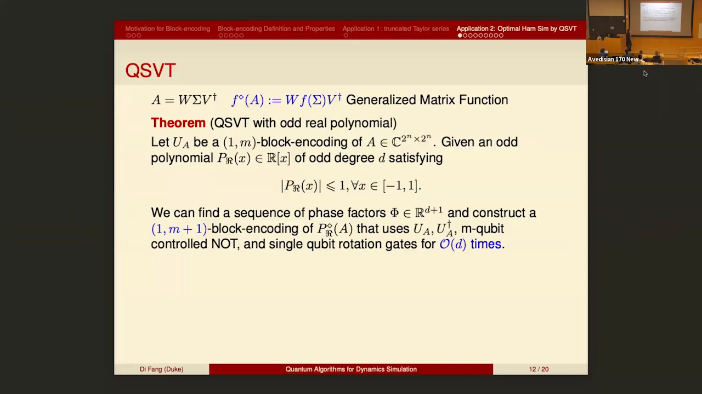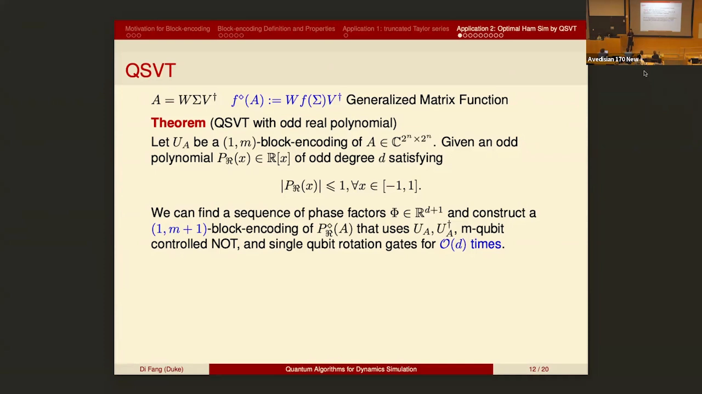This is saying that suppose you start with a block encoding of A. On top of that, suppose the polynomial function you want to implement is bounded by 1 from -1 to +1. This is a condition one needs to satisfy. As long as this is true, there is a circuit that, with only one additional ancilla qubit, implements the generalized matrix function of this polynomial.